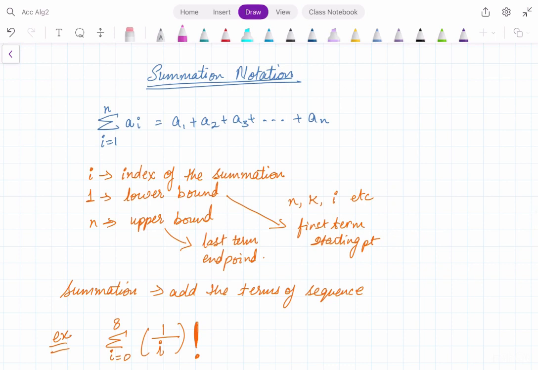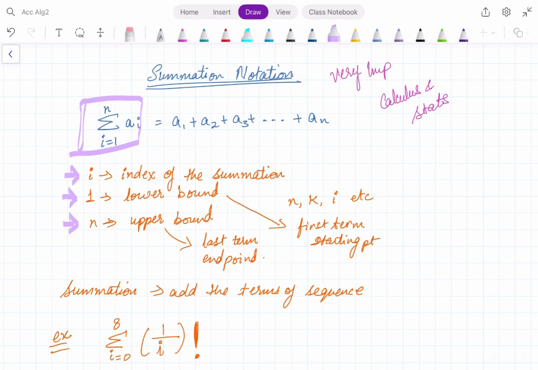Now, summation notation is very, very important, very crucial, because you need to study it again in calculus and in statistics. So summation is made up of the word sum. Sum implies when we are adding everything together, and when we add the terms together, that becomes a series. This is the symbol of summation. This summation symbol consists of various components. i is the index, 1 is the lower bound, n is the upper bound, and ai is the term that we are talking about. Remember, summation adds the terms of the sequence, so it is technically a series.